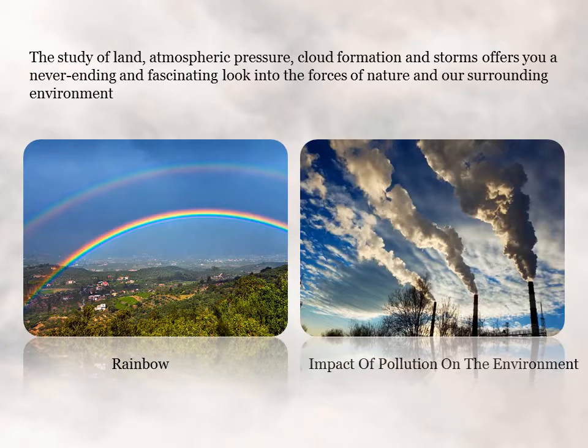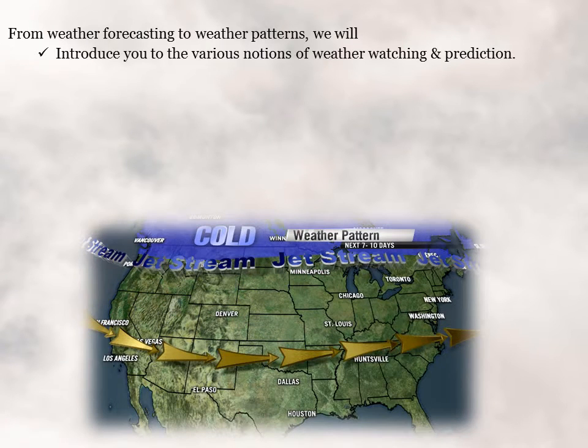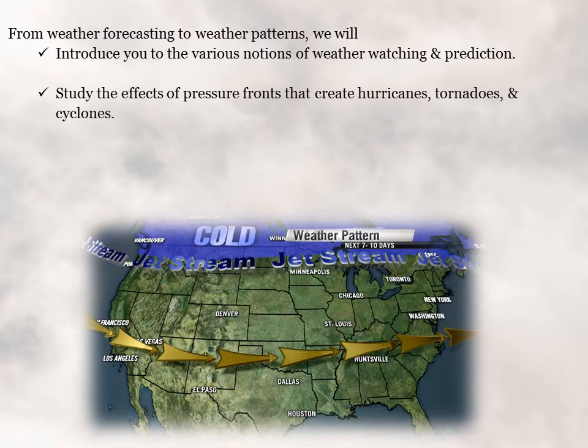From how rainbows are formed to the impact of pollution on the environment, this course explores topics such as how geography affects weather, cloud formation, wind forces, weather forecasting methods, and global weather patterns. From weather forecasting to weather patterns, we'll introduce you to the various notions of weather watching and prediction.